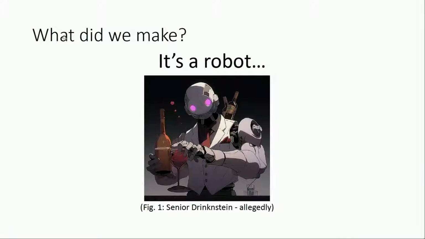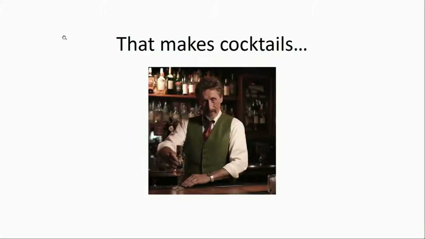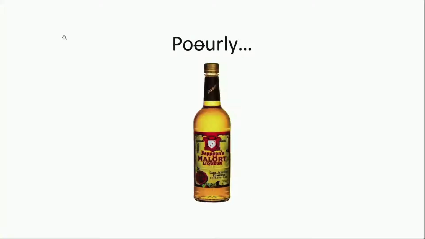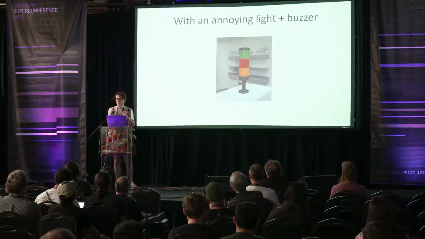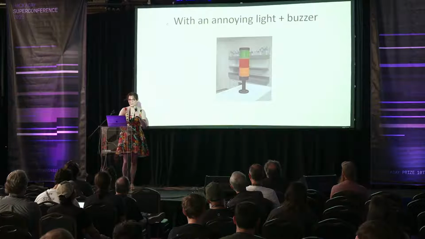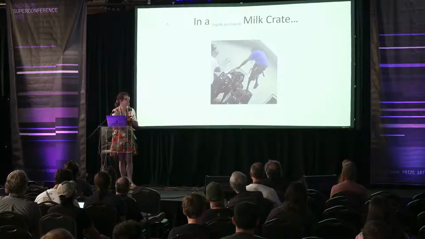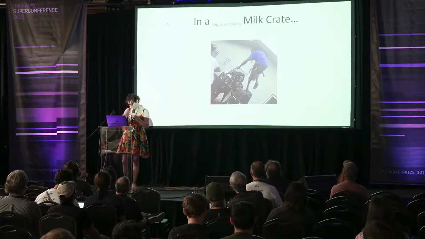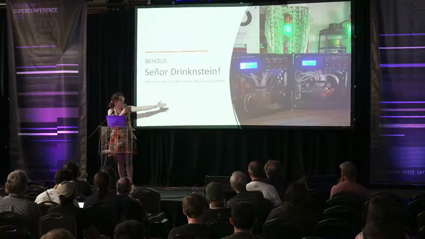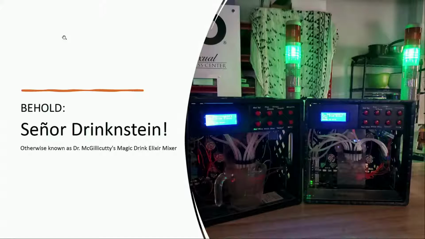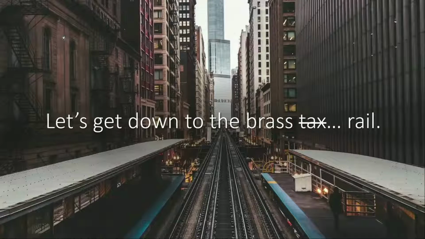And so what did we make? It's a robot. It makes cocktails, poorly. The original actually had an annoying buzzer and a light on it, and it was originally in a milk crate, legally purchased. So behold, Senor Drinkenstein, the first model. So you've seen what look like 3D printer models out there. If you haven't already, come check them out. But this was the first generation of Senor Drinkenstein, otherwise known as Dr. McGillicuddy's Magic Drink Elixir Mixer Fixer, because I like puns. So let's get down to the brass rail.